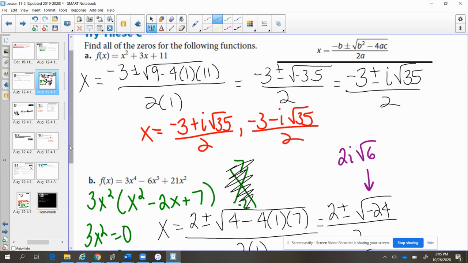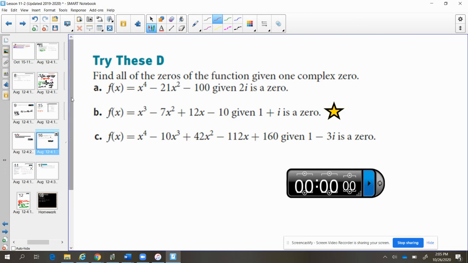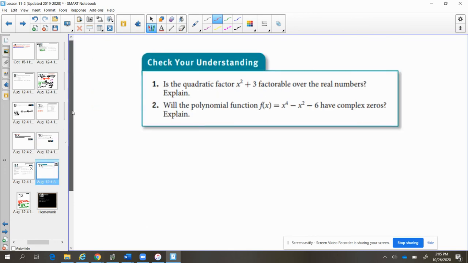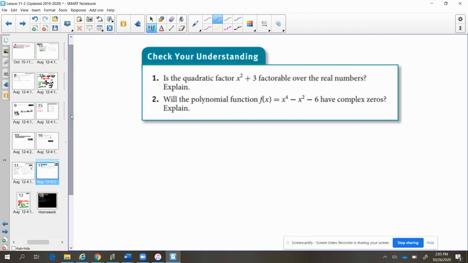We are going to skip part D, so we'll not worry so much about that. And then we'll move on to these lovely check your understanding questions. So answer here. And then we will work more with these 2 lessons in class.